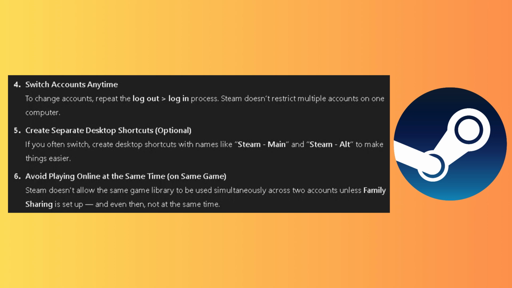Create a separate desktop shortcut. If you often switch between accounts, create desktop shortcuts like Steam main and Steam alt account to make things a lot easier to log in. Avoid playing online at the same time. Steam does not allow the same game library to be used simultaneously across two accounts, unless Family Sharing is set up. Now you know how to use two Steam accounts on the same computer.